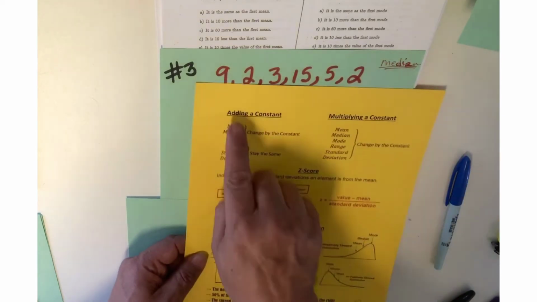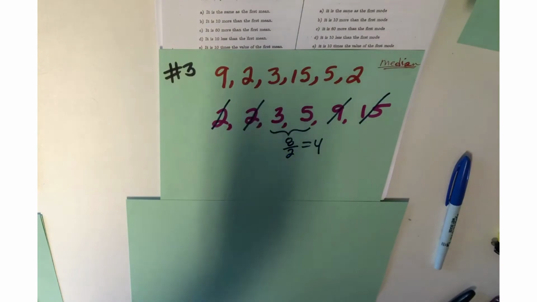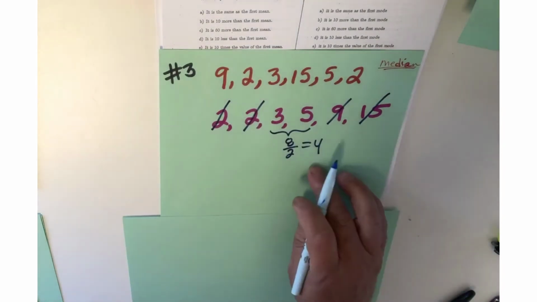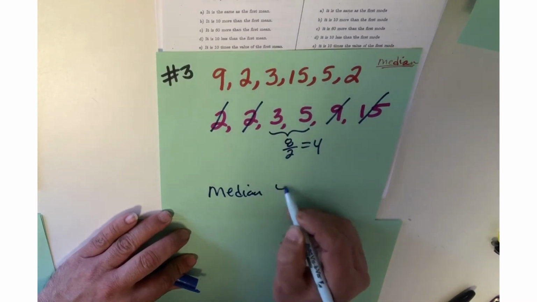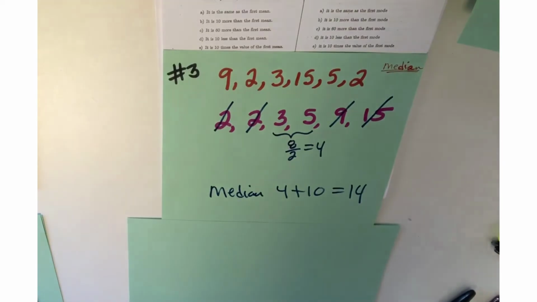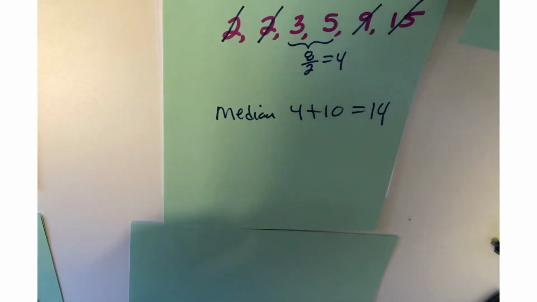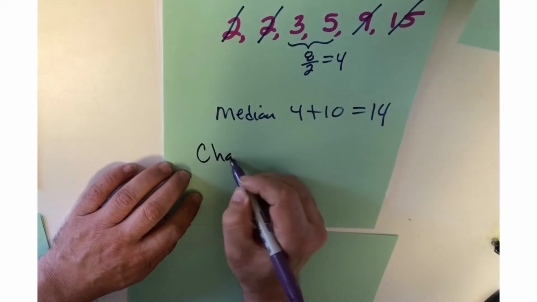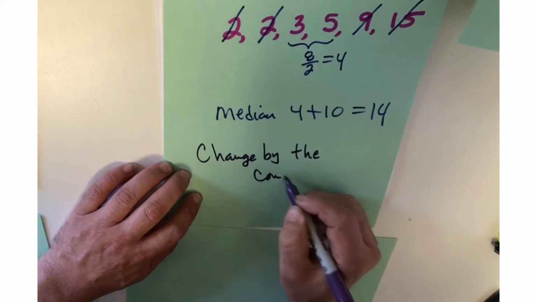Keyword, add 10. So addition, median, changed by the constant. Oh, my constant was 10. So if my median is 4, my new median is going to be 4 plus the 10. In other words, it's going to be 14. But if you want to tell me how you did it without showing me the math, what must you write? Yep, you said it. All you got to do is write change by the constant.